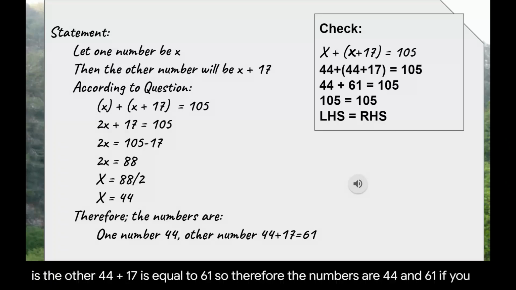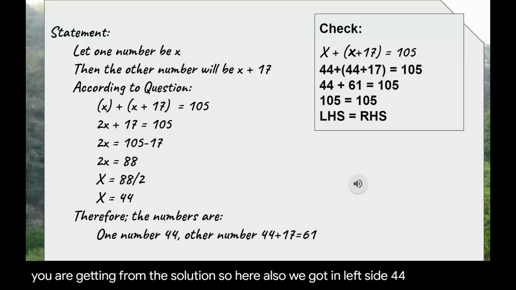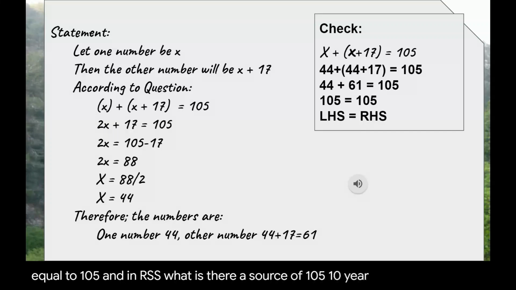If you want, you can check your answers also. So, first put the equation, then put the value of x, whatever you are getting from the solution. So, here also we got in left side 44 plus 61, that is equal to 105. And in RHS, what is there? That is also 105. Then here LHS is equal to RHS. So, our answer is right.